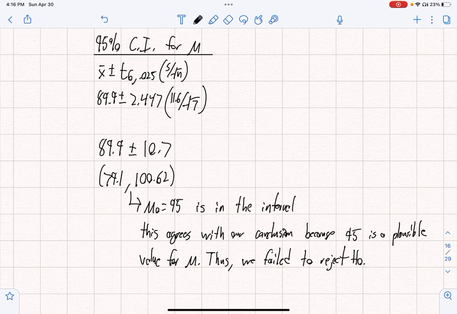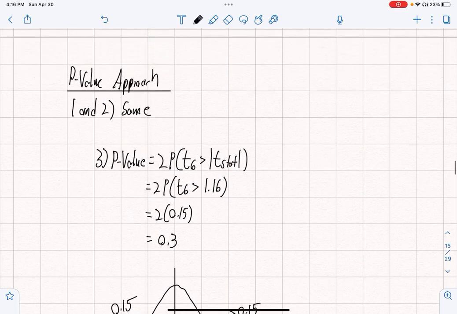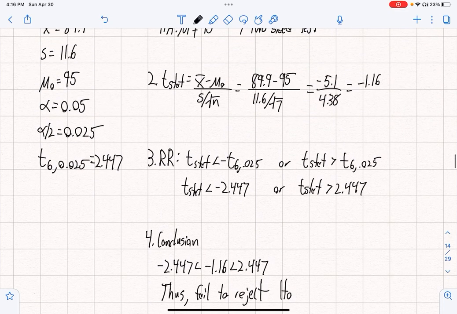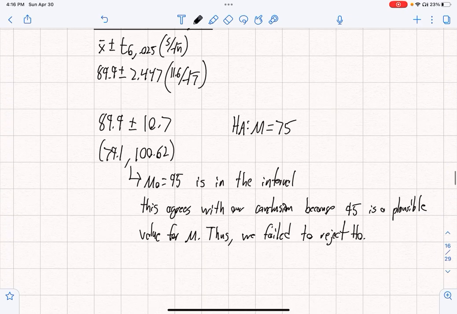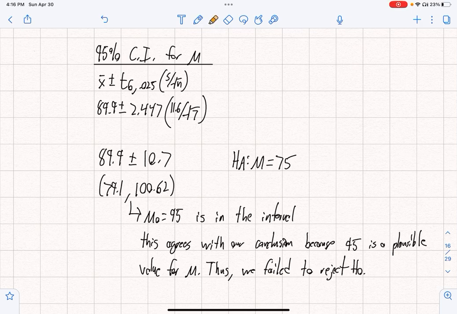Now, let's say our alternative hypothesis had been mu equal to, I don't know, 75. Well, then we could go back through this whole process, get a new test statistic, new p-value, but we would have rejected the null hypothesis because we can see that 75 is not a plausible value. It's outside our 95% confidence interval.